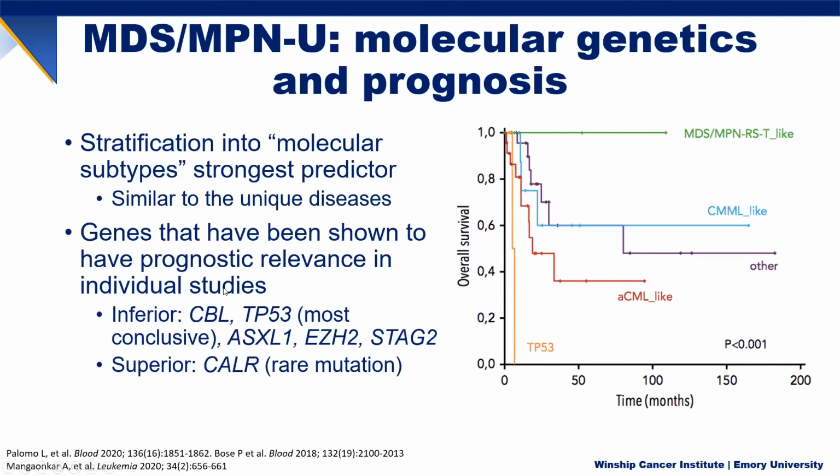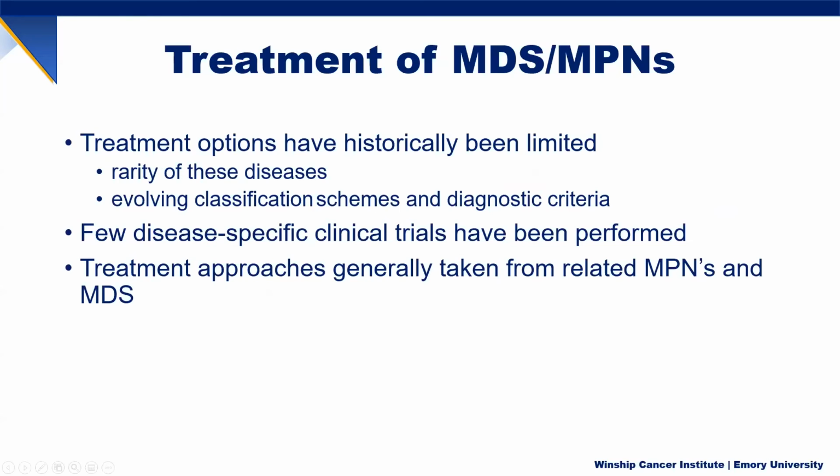There are some individual genes that have been associated with an inferior or worse prognosis, again, TP53 being the most common or most conclusive one here. One study did identify CALR, an MPN-like mutation, as being a better one to have, but it was only seen in a couple percent of patients, so it's not particularly significant from a clinical standpoint. So moving on to treatment for the rest of the talk here.